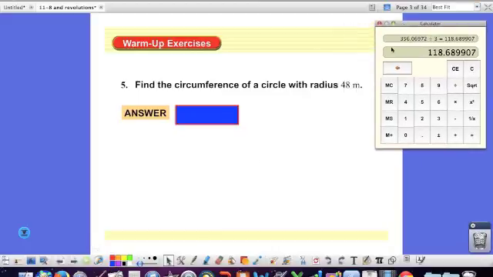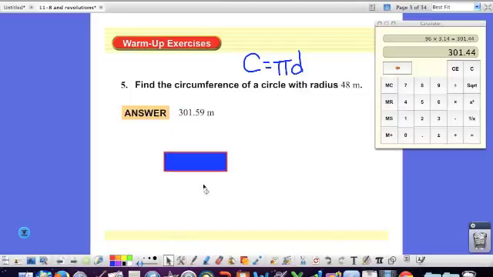Find the circumference. I don't think we've talked much about the circumference. You're going to remember circumference is pi times the diameter. So if we have a radius of 48, 48 times 2 is 96, times 3.14 is going to be approximately 301.4. The book has 301.59 because of rounding issues associated with using a pi button.